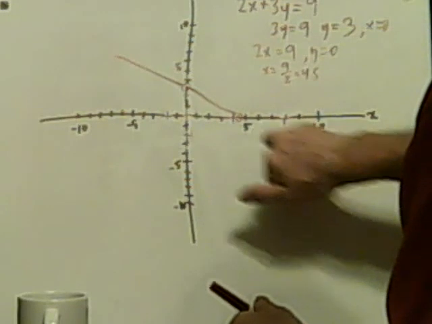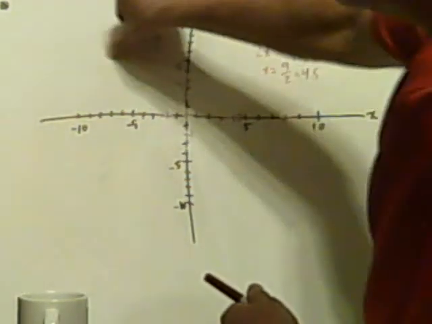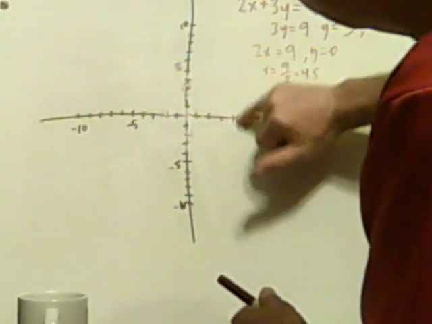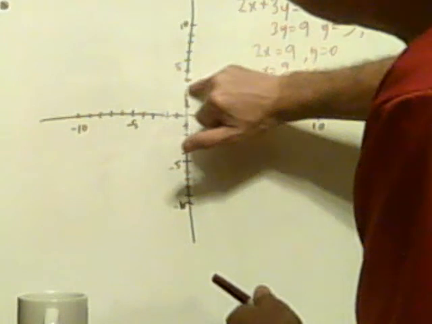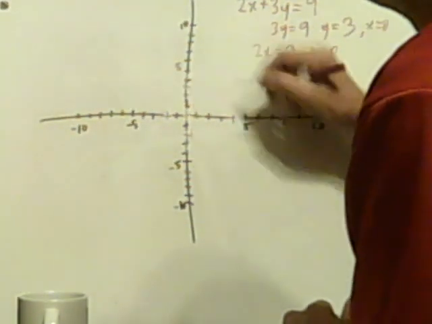The slope of this is negative, and it's the ratio of 3 to 4.5, which doesn't come out to any particular nice ratio, but that's what it is. They're not asking for the slope here. I just happen to be throwing it in.